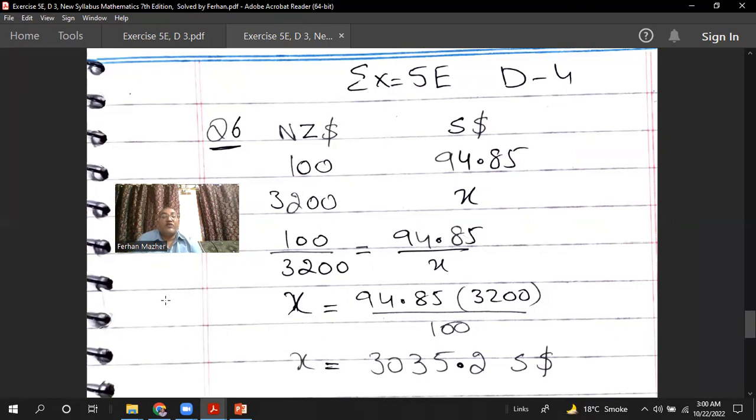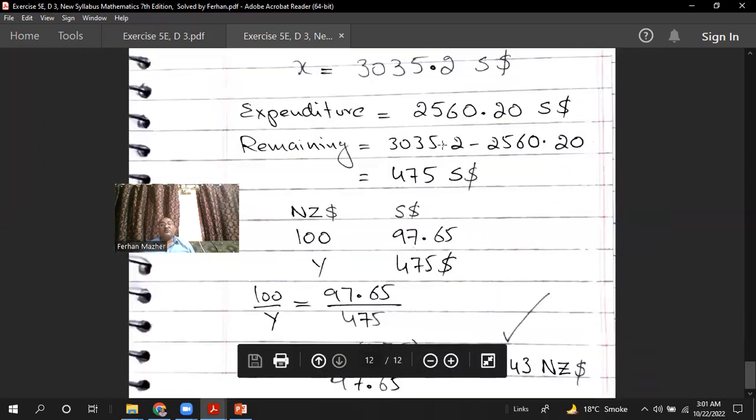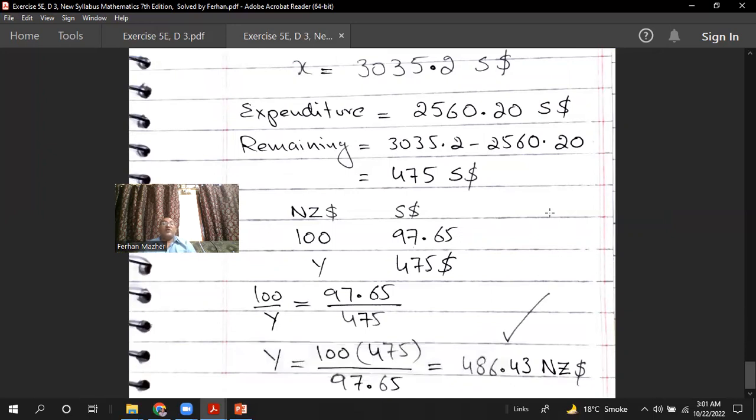So I will convert those ratios into fractions. So it will be 100 divided by 3,200 equals 94.85 divided by x. Cross multiply and make the x alone. So x will be equal to 94.85 multiplied by 3,200 divided by 100. And that will be 3035.2 Singapore dollars. So this much money they will have, and they have spent 2,560.20 Singapore dollars.